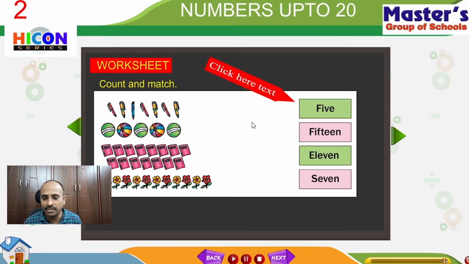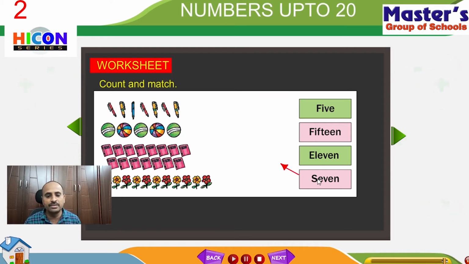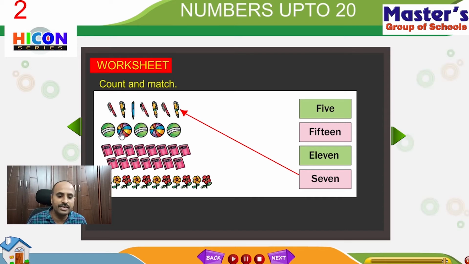So let us find where the word 7 is. So here the last word 7. So match the pens with the word 7. So children, observe the second set. So the second set has balls. So how many balls? 1, 2, 3, 4, 5. So there are total 5 balls in the second set. And we have to match these 5 balls with the number name 5. So here is the number name 5. So match the balls with the number name 5.